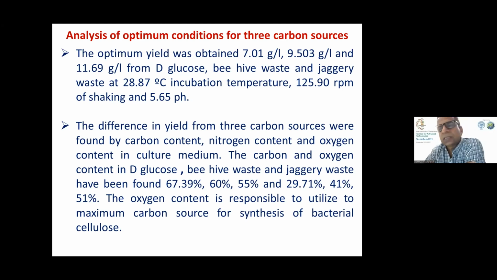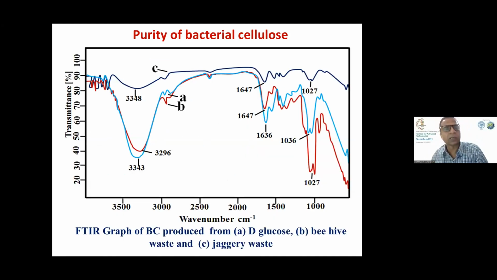So 11.69 is the highest which we have studied in literature, and which is made available by different researchers also. The difference in yield from three carbon sources was found by carbon content, nitrogen content, and oxygen content in culture media. The carbon and oxygen content in D-glucose, beehive waste, and Zagari waste have been found 67, 60, 55, and 29, 41, 51%. The oxygen content is responsible to utilize the maximum carbon source for the synthesis of bacterial cellulose.